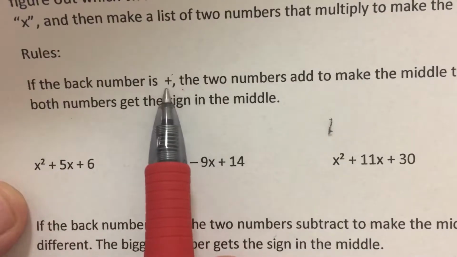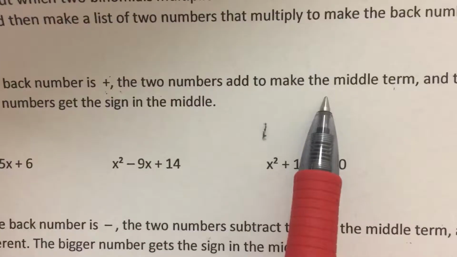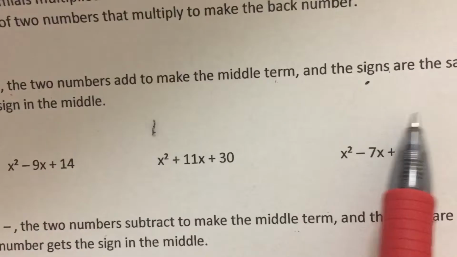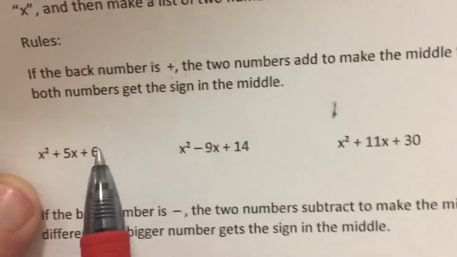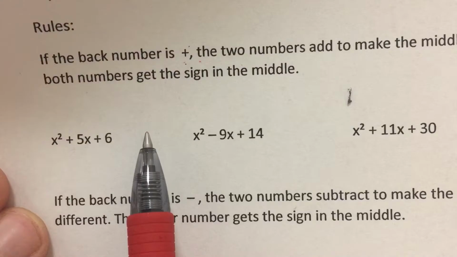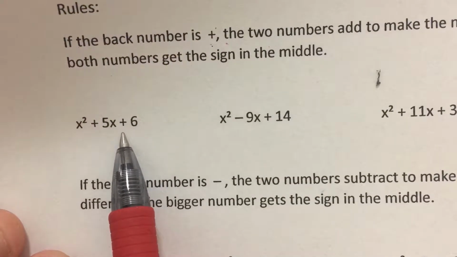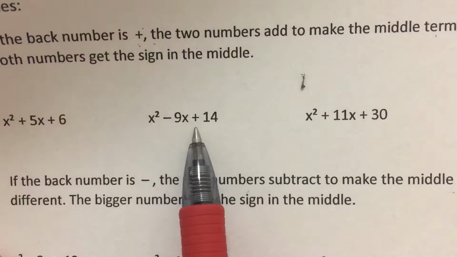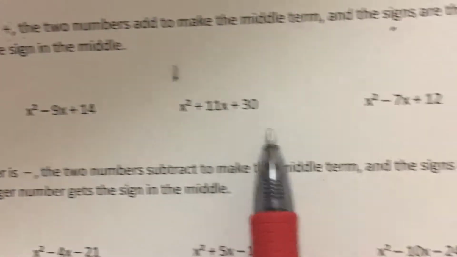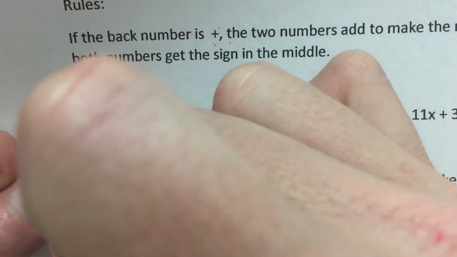If the back sign is a positive, then you know two things. Your two numbers are going to add to make the term in the middle, and that your signs are the same. They're either both positive or they're both negative. If you know they're the same, they're going to get whatever sign is in the middle. So notice here that the back number is positive. Same for this one. Back number is positive. Positive, positive.